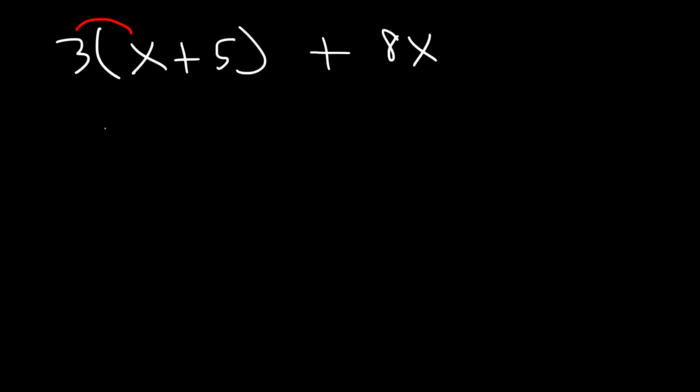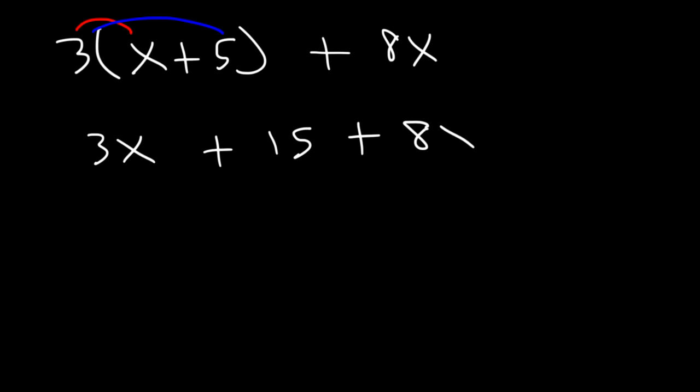Try this one. 3 times x plus 5 added to 8x. Now, before we could do anything, we need to use the distributive property. So we got to distribute 3 to x, which we know is going to be 3x, and we have to multiply 3 and 5, which is 15. Now the only common terms that we have are 3x and 8x. They're similar. They both carry the variable x. 3 plus 8 is 11. So 3x plus 8x is 11x. Therefore, the final answer is 11x plus 15.